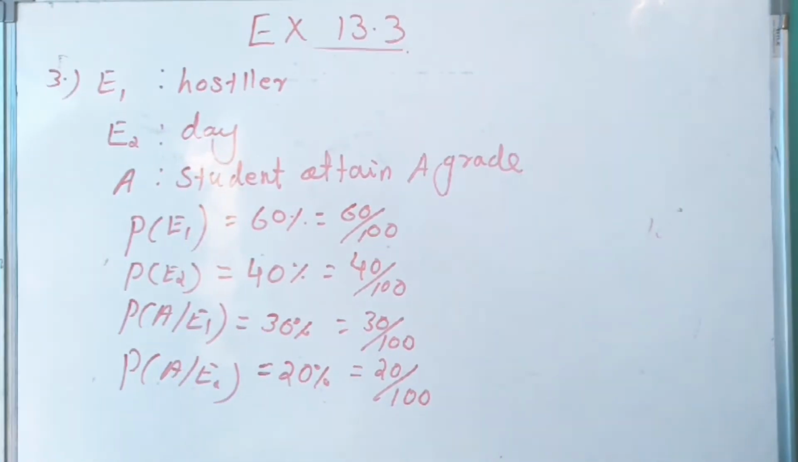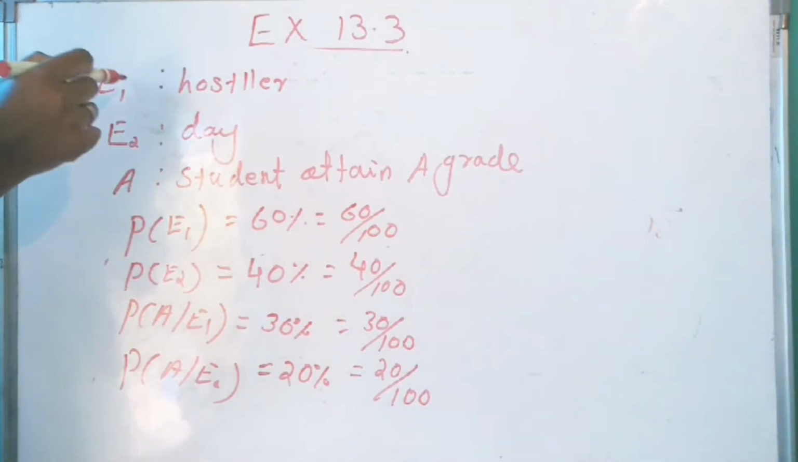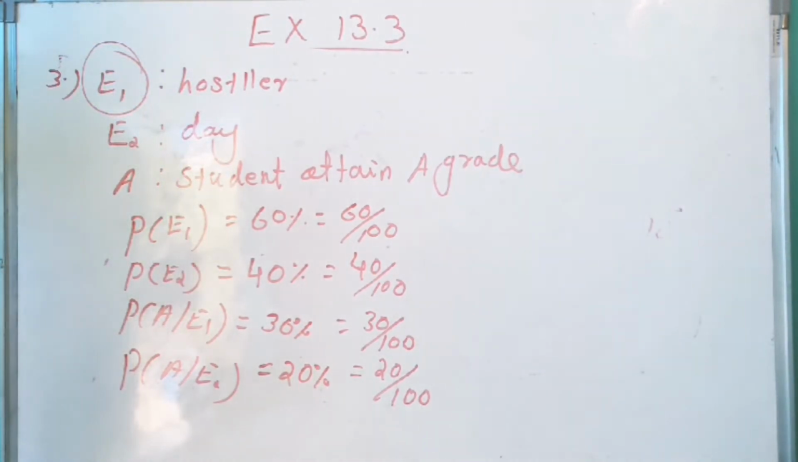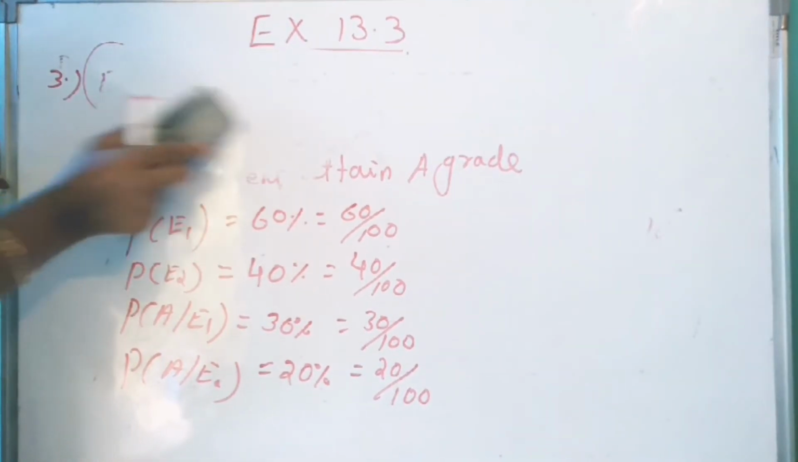Now, which one do we want to use here? Bayes' theorem or total probability? Here we need to find the probability that the student is a hostler. So actually we need to find the probability of E1. E1 is our partition member. That is not our event A. This one is our partition member. So we need to use Bayes' theorem.